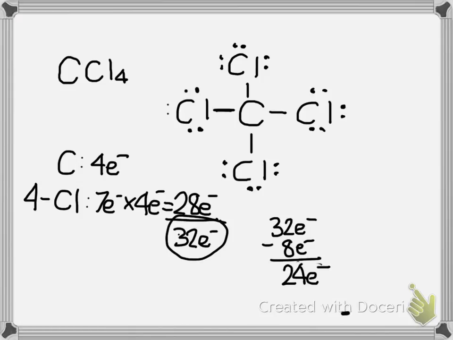Let's count that I used up the 24. So that's 2, 4, 6, 8, 10, 12, 14, 16, 18, 20, 22, 24. So I used up the 24, and then 26, 28, 30, 32. So this structure is complete. Each element has its 8 electrons around it, and I've used the total 32. So even if you have more, the extra ones, first you put them on the outside, and then if we had any left over, we'd put them on the inside.